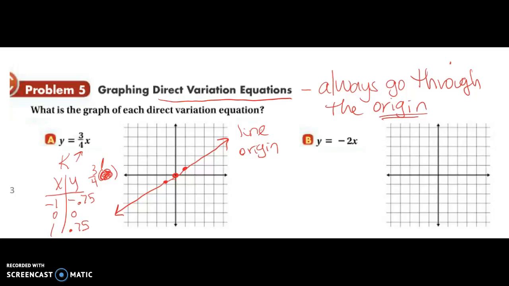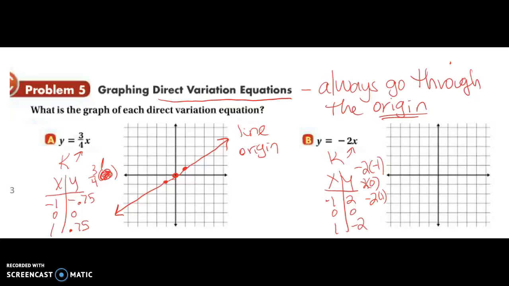Now let's look at b. Y equals -2x. Notice k is -2 here. So we can graph this by using a table of values. Let's pick 3 points again. How about -1, 0, and 1 again? So we have -2 times -1, and we get a y value of positive 2. -2 times 0 will give me 0. And then -2 times 1 will be -2.